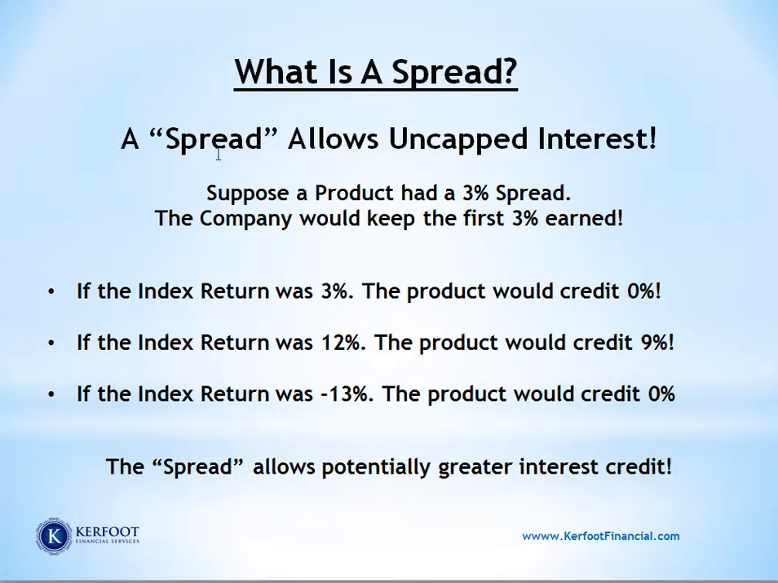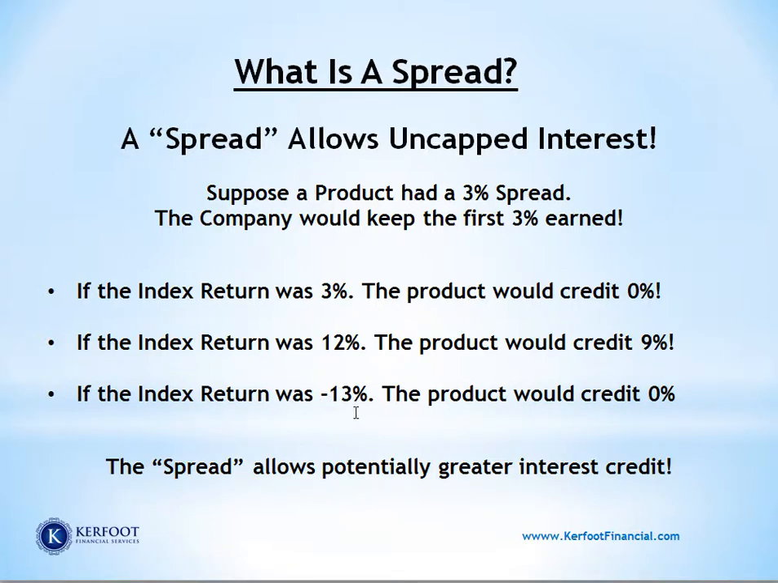Now, what's a spread? A spread allows for uncapped interest. Let's suppose a company had a 3% spread. That means the company keeps the first 3% earned. The rest is credited to your account. So, if the index return was 3%, 3% minus the 3% spread gives you a credit of 0. Remember, the company is going to keep the first 3% earned. If the index return was 12%, 12 minus the 3, your credit would be 9%.